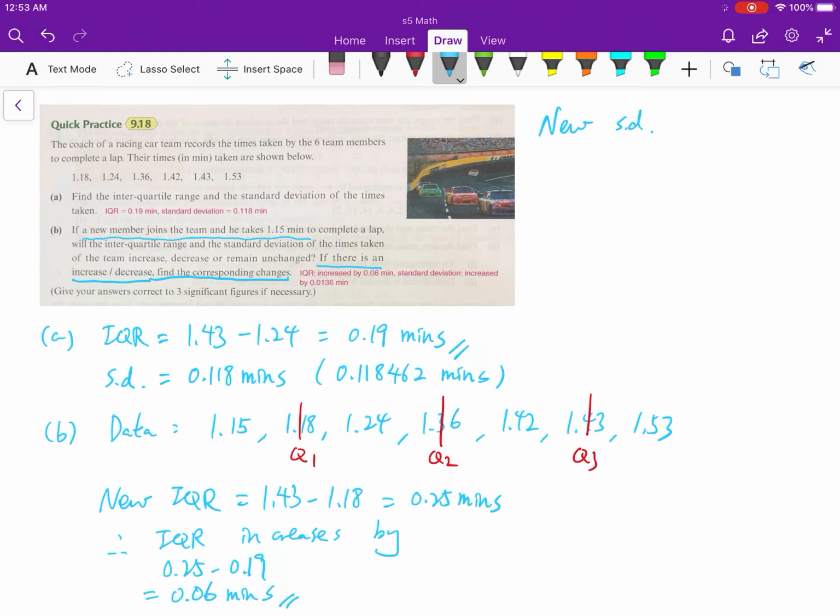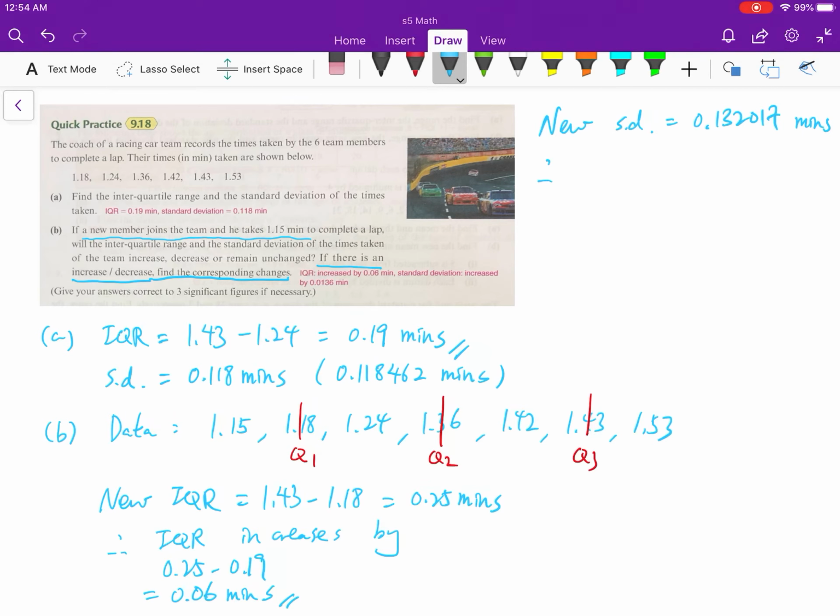Okay, so let me answer the part of the SD now. The new SD is now 0.132017 minutes by the calculator. This time, because the data is added, you can use the 6 data that you entered before, and then you just add this 1 data, and then you can find the new SD. You don't need to input again.